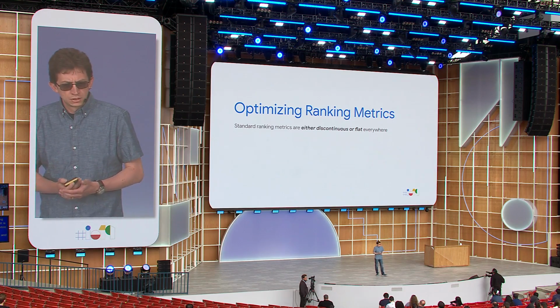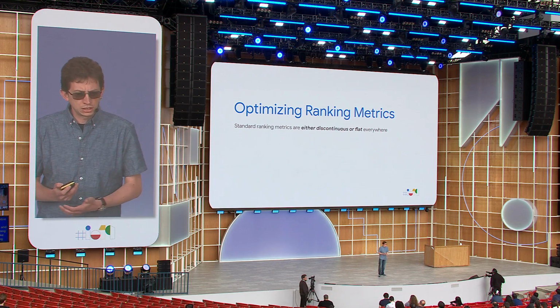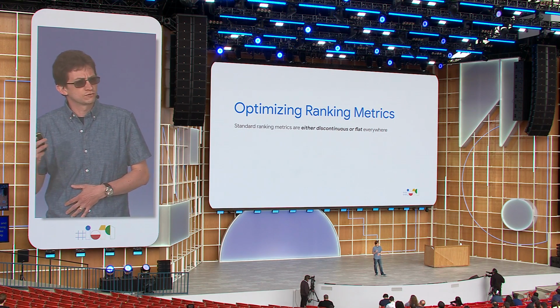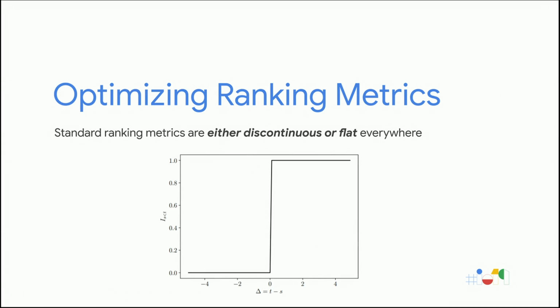One interesting problem we're trying to solve with TF ranking is that unlike classification or regression metrics, ranking metrics are usually non-convex. In fact, most standard ranking metrics are either discontinuous or flat. I'll give you an example. In this case, we see a step function, and the step here indicates what happens when we change the score of the items in the list, and then there's a rank swap that occurs.